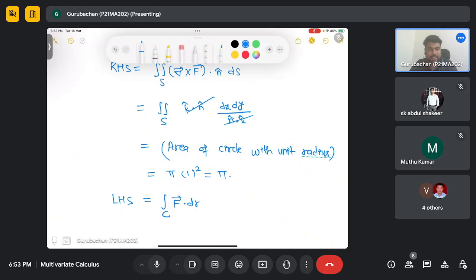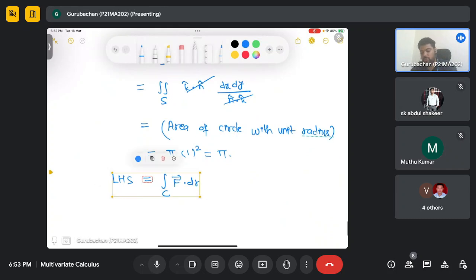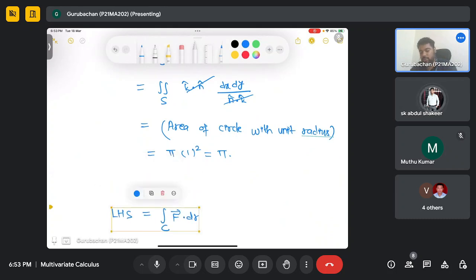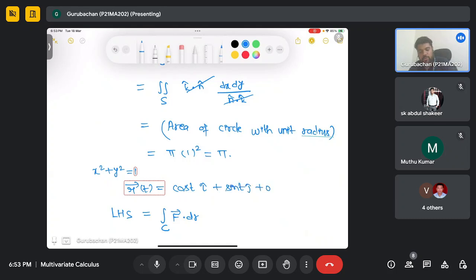So what is our C? C is our x square plus y square equal to 1. Now tell me what we have to use to calculate this line integral. Can we use polar form or do we have to use parametric form? Abdul, you will let me know. Parametric form. Good one. Now you understand why I told you parametric form, because we just need one variable. So here x square plus y square equal to 1, and the parametric form will be r(t) equal to cos t i cap plus sin t j cap plus 0 k cap.